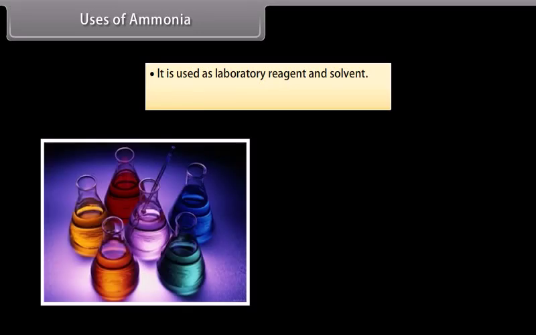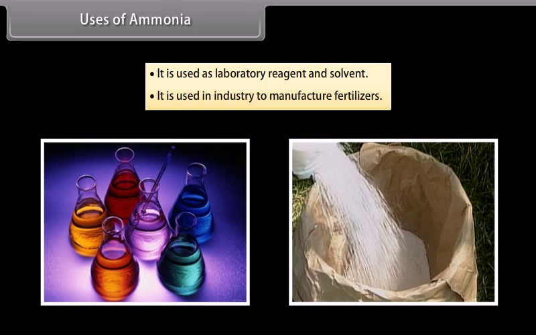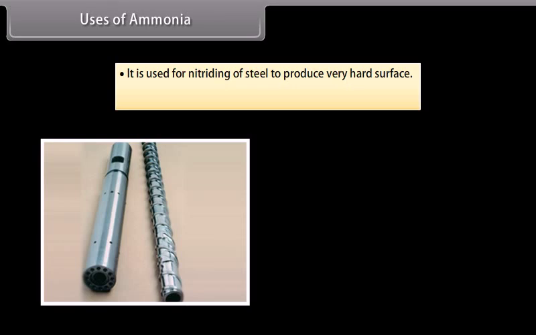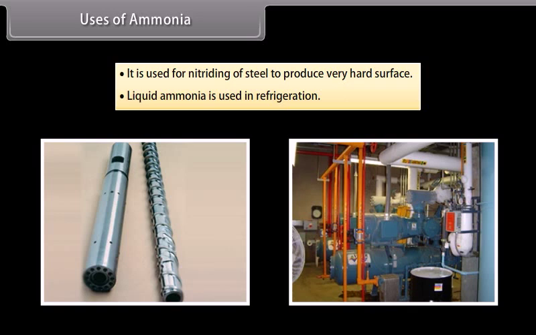Uses of ammonia. The important uses of ammonia are the following. It is used as a laboratory reagent and solvent. It is used in industry to manufacture fertilizers. It is used for nitriding of steel to produce a very hard surface. Liquid ammonia is used in refrigeration.